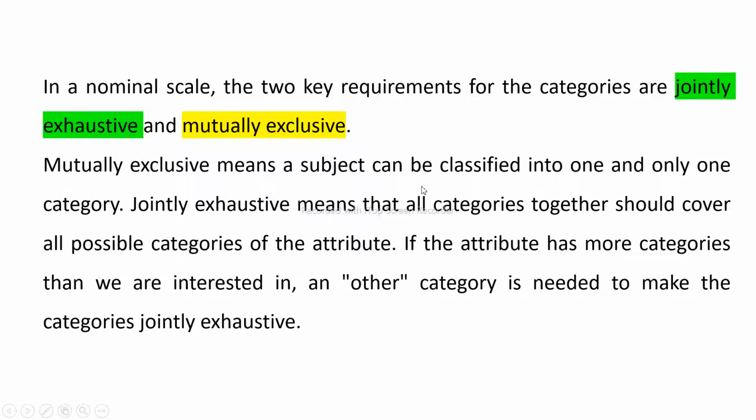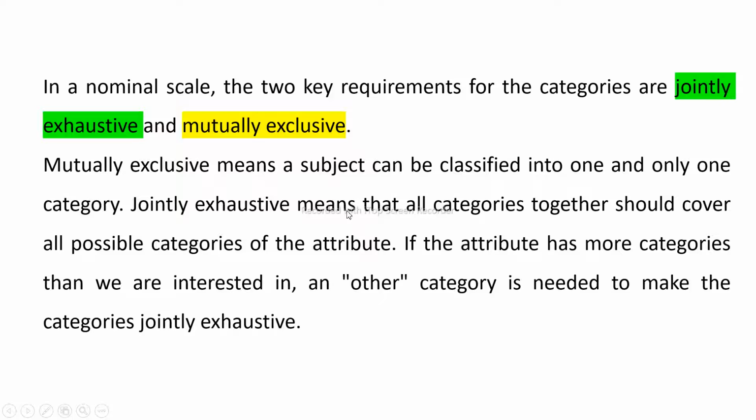Mutually exclusive means a subject can be classified into one and only one category, isn't it? If you have studied probability, you might know what a mutually exclusive event is. A mutually exclusive event is one where, when you toss a coin, it will be either a head or a tail. There is no chance that at one instant it is both a head and a tail. That is nothing but mutually exclusive.